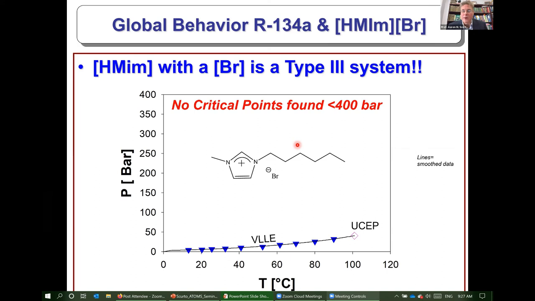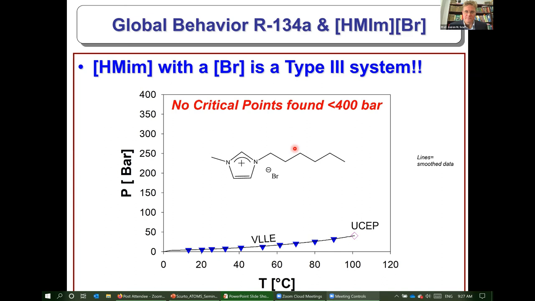So we can see that as you shrink the size, increase the charge density on the anion, the ability for R134a to solvate or to become miscible with the ionic liquid decreases. And so here we can't find any miscible or critical regions. We find these VLLE points basically at the same exact vapor pressure as R134a. So interesting the effect anions can have on the global phase behavior and of course the phase equilibrium solubilities. HMM bromide has some of the lowest solubilities of the refrigerant gas or even with CO2 as well.